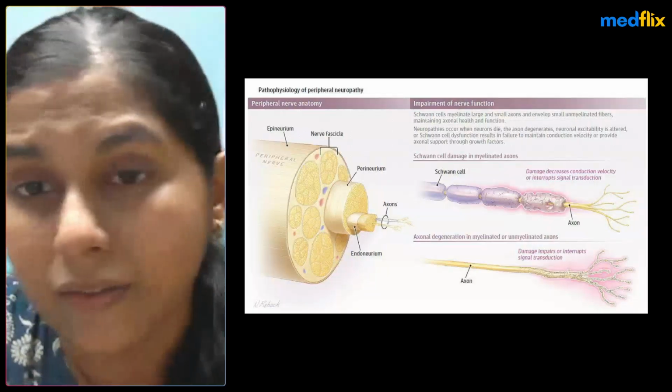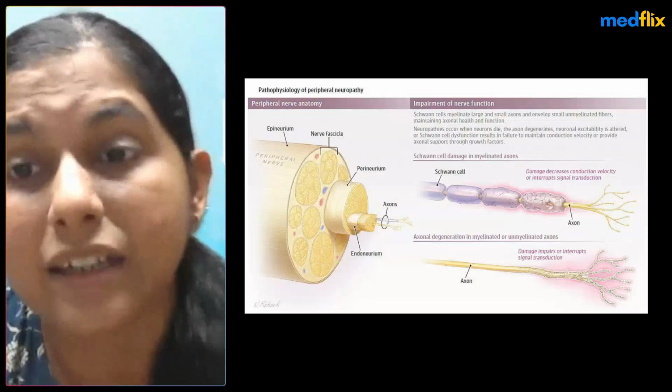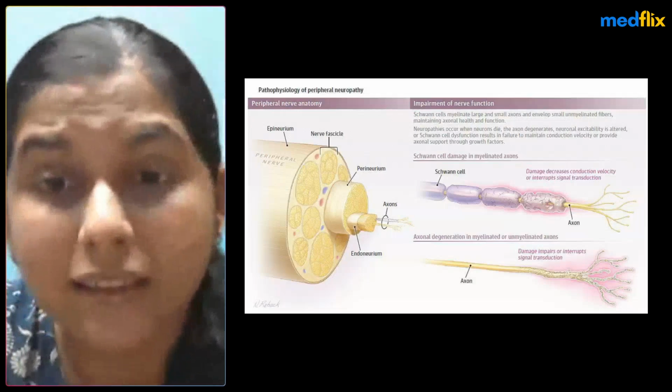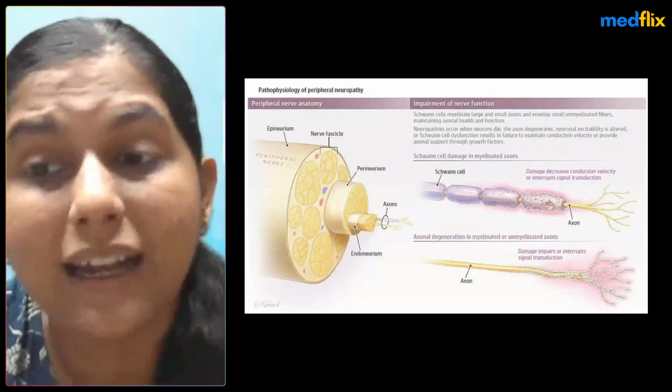And this is a very beautiful diagram which shows how the damage decreases conduction velocity, interrupts signal transmission in demyelination, and then what happens in an axonal variant.